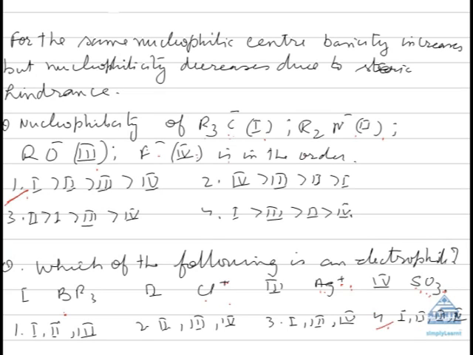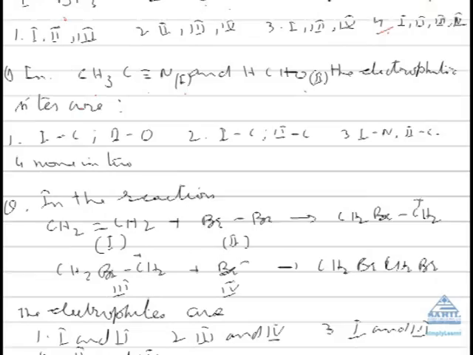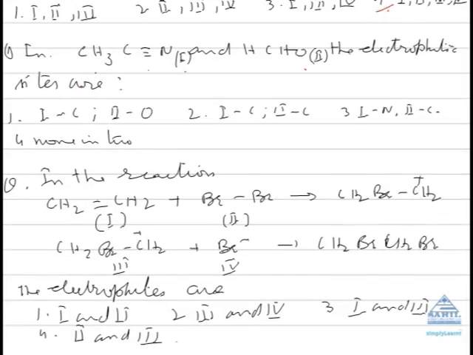In CH3CN and HCHO, the electrophilic sites are, electrophilic site will be one which is electron deficient. We know nitrogen is more electronegative than carbon, so it will pull the pi electron towards itself, making carbon electron deficient. In the same way, in HCHO, oxygen is more electronegative than carbon, it will pull the electron towards itself, making carbon electron deficient. Hence, in both the cases, the electrophilic sites are carbon. So the answer is second.